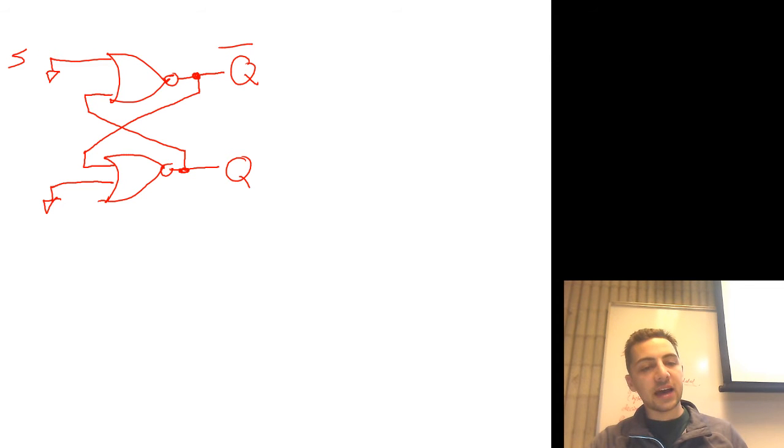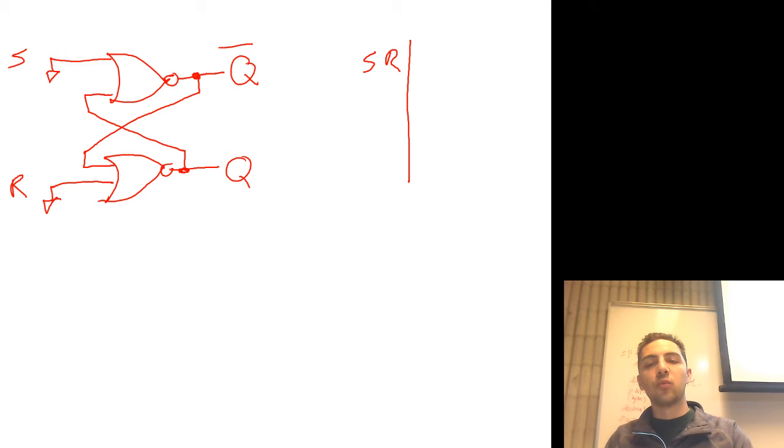Okay, so we said that's ground, and that's ground. And we named these inputs and outputs. We called this guy Q, we called this guy Q bar, we called this guy S, and this guy R. And what I said was, all right, let's look at what we can have for S and R inputs and what will happen to Q and Q bar.